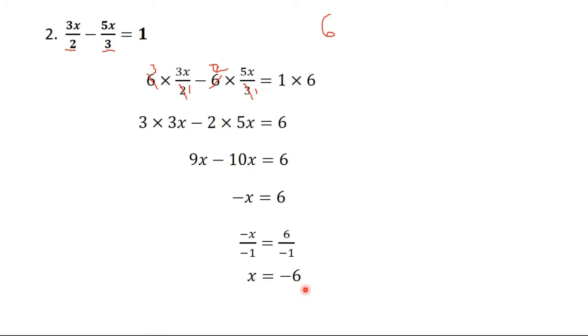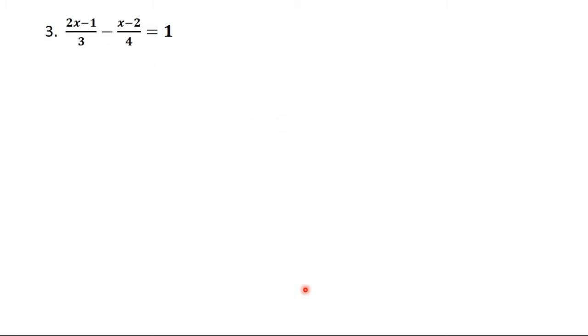Hope that is clear. We move on to the next example. We have 2x minus 1 over 3 minus x minus 2 over 4 is equal to 1.